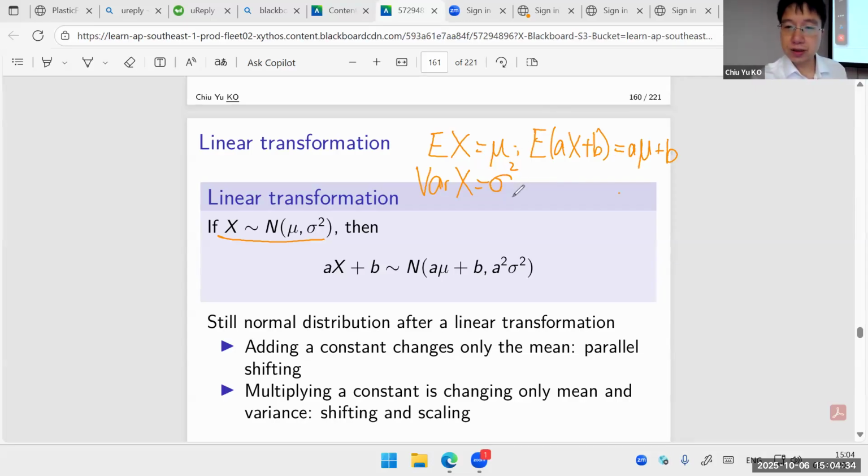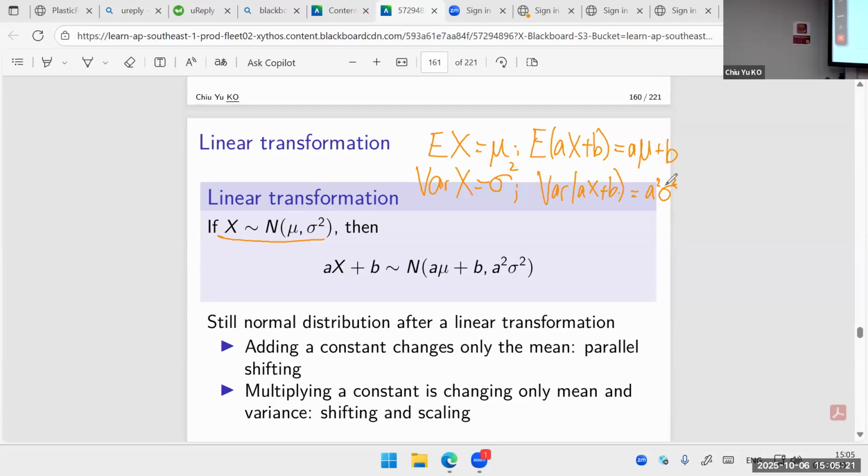We also know the following: the variance of aX plus b will be a squared sigma squared, because b is a constant, so it doesn't contribute. You know this is true regardless of whether it's normal. The fun thing is that if you take the bell curve, multiply it and add something, it's still a bell curve. Suppose you move the bell, it's still a bell.